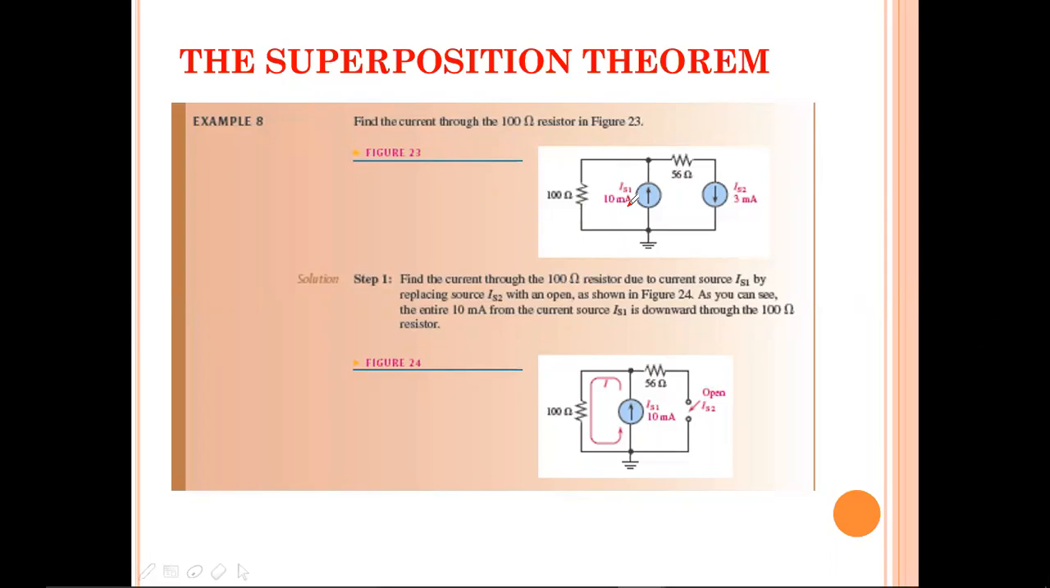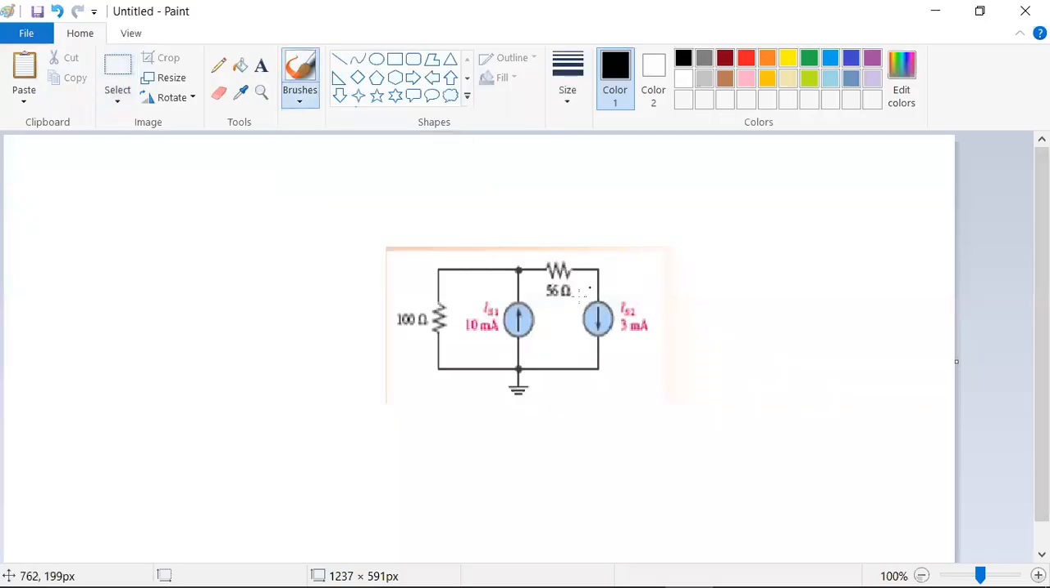Now I'm starting from here. Here I am going to take step one. In step one, IS1 is going to be active and IS2 is deactivated, which means it is cancelled. This is active. So this is step one.